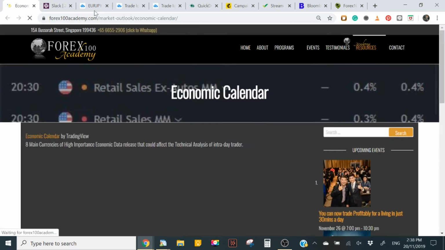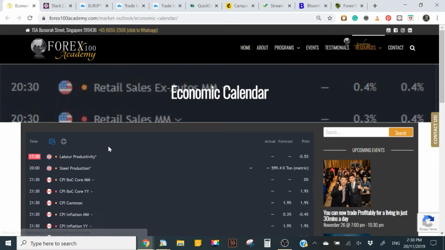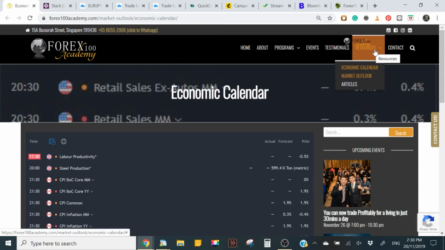So this is our filtered calendar. I personally pick up those news that I believe will affect a smaller time frame, like the intraday time frame, like 5, 15, and 1 hour time frame. So these are the news that you really have to be careful of.